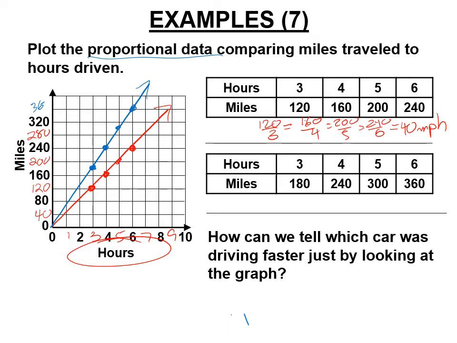Miles on top. Remember, you always flip these over. Miles per hour. And the blue one is going 180 over 3, 240 over 4, 300 over 5, and 360 over 6. It's going 60 miles per hour. All right, so which one was going faster? The blue one. So maybe come up with a rule that would tell us which of these is faster. Well, I would say the more it points up, like that would, let's do it in a different color.